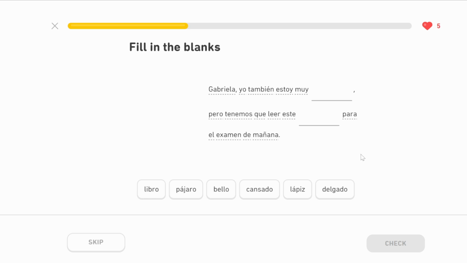Again, somebody's asking someone else a question. Gabriela, I'm also very something, but we have to read this something for the exam, for tomorrow's exam. We can actually see from the picture, but I think it's going to be Gabriela. I am also very tired. Cansado. And we know that this is a male speaking because it ends with an O, not an A. If it was cansada, it would be feminine, so a woman or a girl would be speaking. Because it ends with an O, it's a boy or a man.